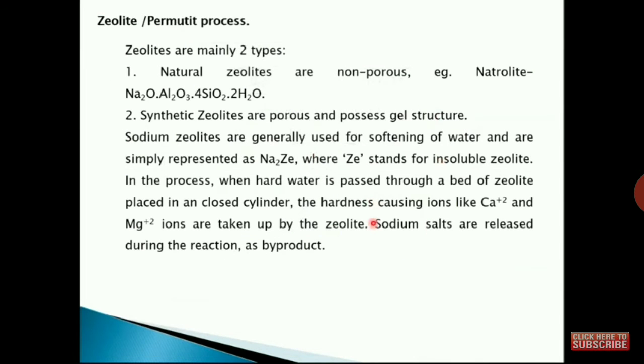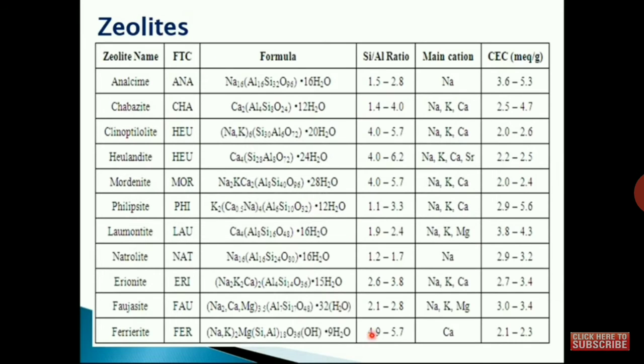Okay, so what I have explained is written here. And these are the formulas of some of the zeolites. You can see this is analcime, and the short term is what? This is ANA, and this is the formula for this one. You can see the silicon aluminium ratio in that case, 1.5 silicon and 2.8 aluminium. And the main cation in that case is sodium.